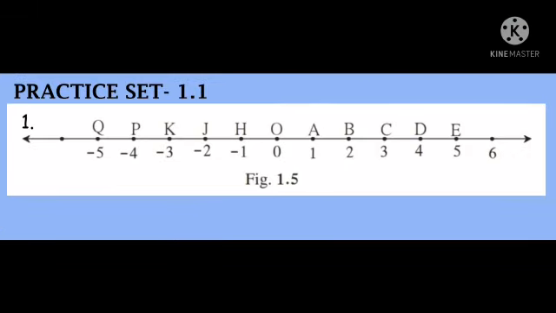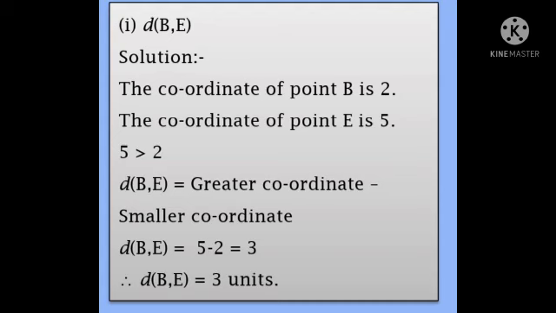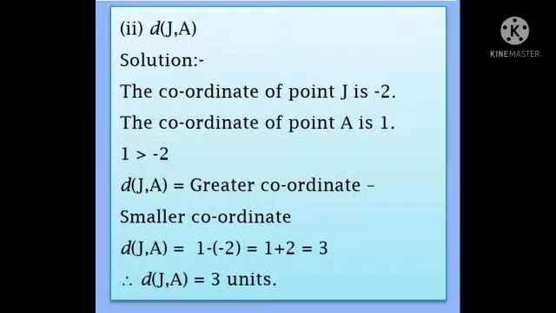Practice set 1.1. Look at the number scale. Now we will solve question number 1. Difference of BE. Solution. The coordinate of point B is 2. The coordinate of point E is 5. 5 is greater than 2. Difference of B and E is equal to greater coordinate minus smaller coordinate. Therefore, difference of BE is equal to 5 minus 2, that is equal to 3. Therefore, difference of BE is equal to 3 units.